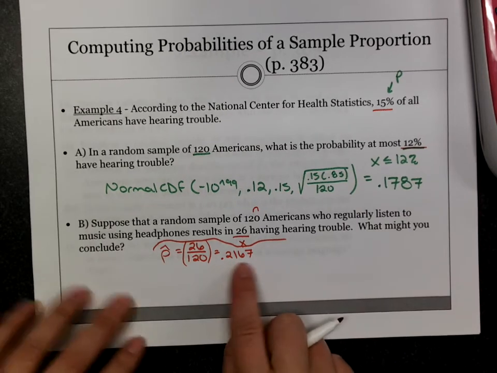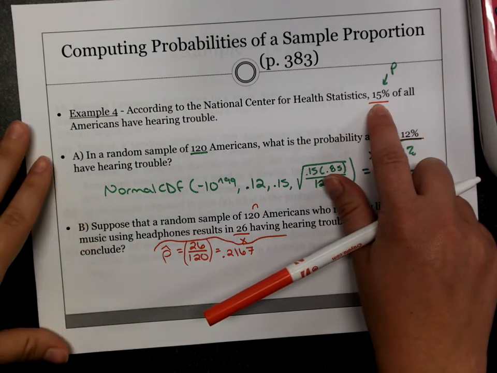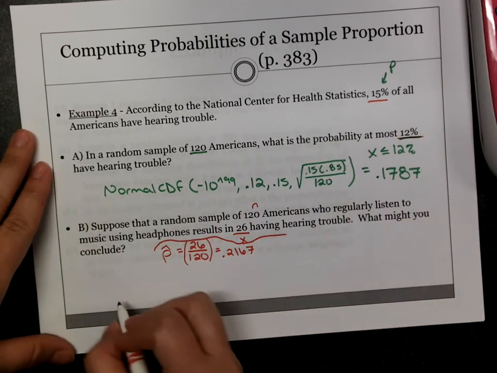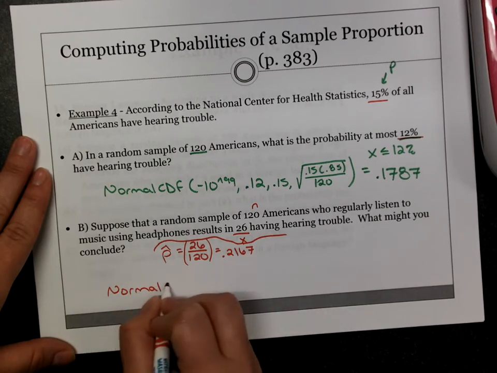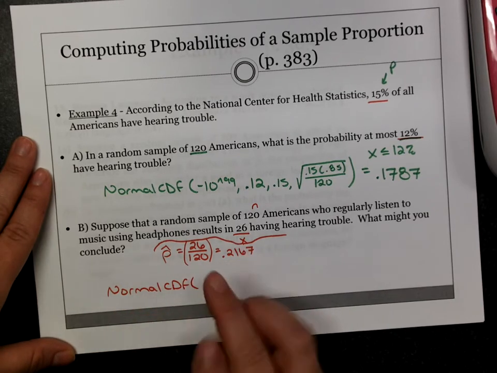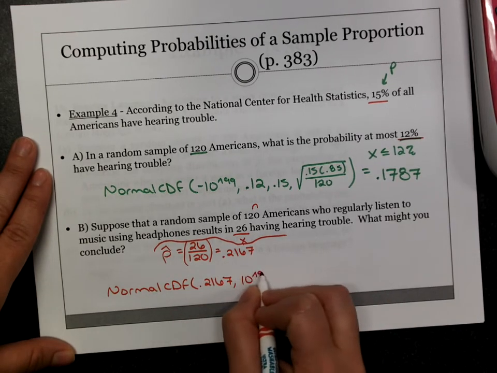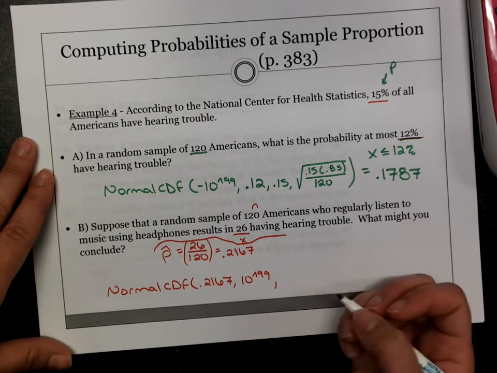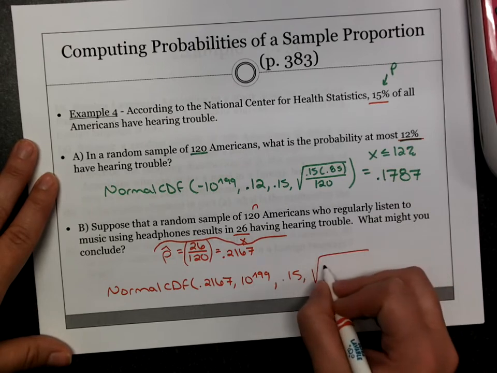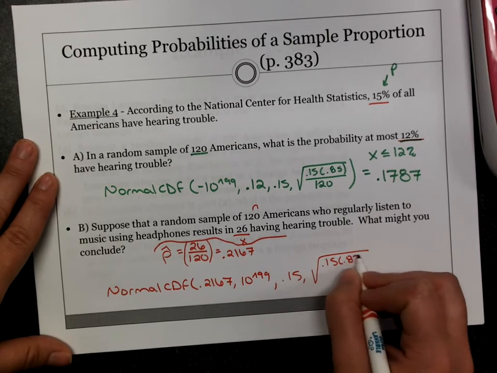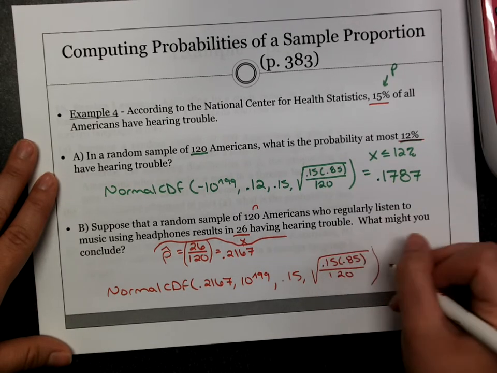Now, this is about 21 or 22%. Our true proportion is 15%. So on the curve, we're on the top side of the curve. So we're going to see how extreme this value is by doing normal CDF. This will be our lower bound, 0.2167. Our upper bound will be infinity because we're on the top side of the curve. The true proportion, remember, is 0.15. And our standard deviation, we will let the calculator crunch that. And we'll see what we get.